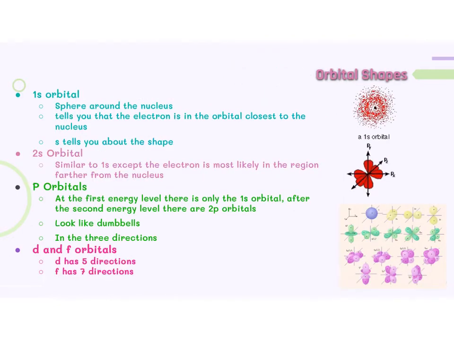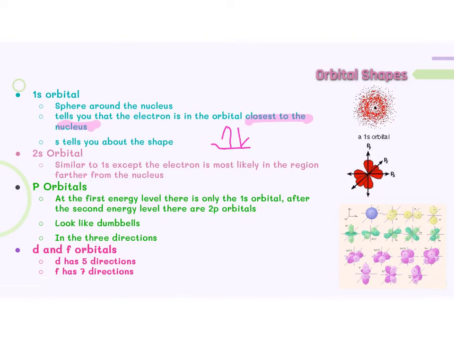So the orbital shapes. The 1s orbital is a sphere directly surrounding the nucleus. It tells you that the electron is in the orbital closest to the nucleus. The s orbital can hold at most 2 electrons.